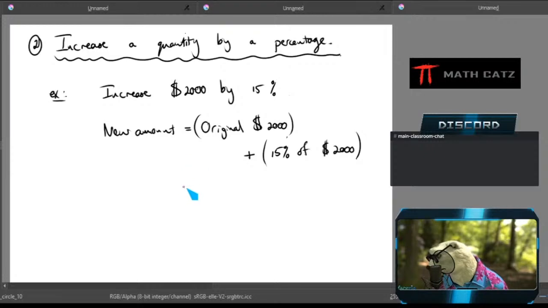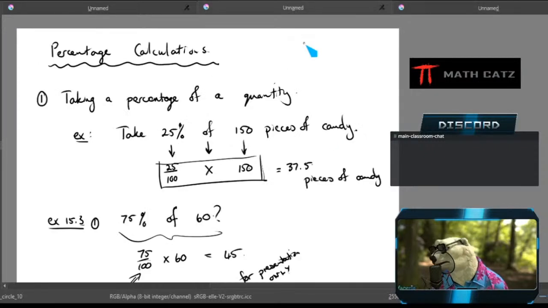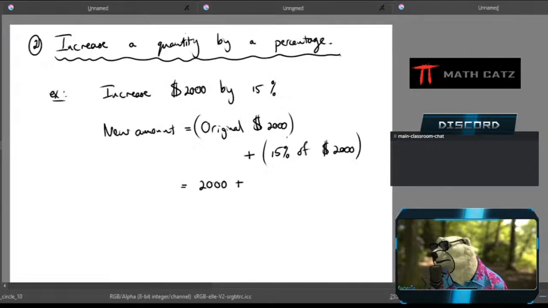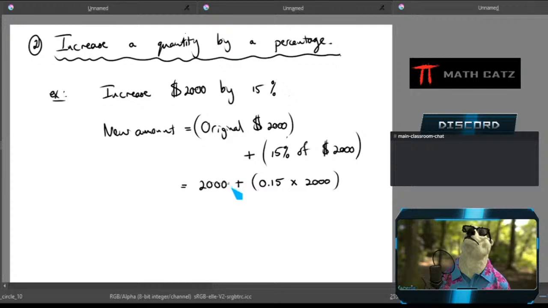So I have two separate things that I merge together. So I have 2,000 plus, now I have to figure out this, but this second bracket here is exactly a percentage of a quantity. And I've seen that before. So that is simply going to be the decimal version of 15%, 0.15, of is times 2,000. I'll put these in brackets to illustrate that this comes first, of course. This is a grouping. Then it gets merged with the original.